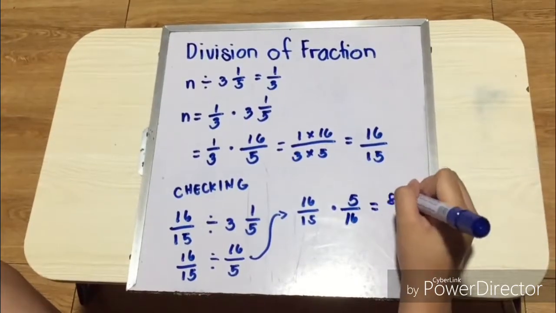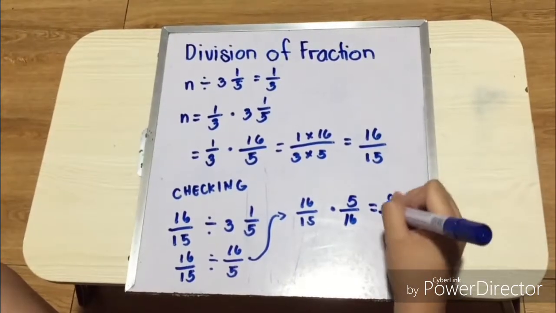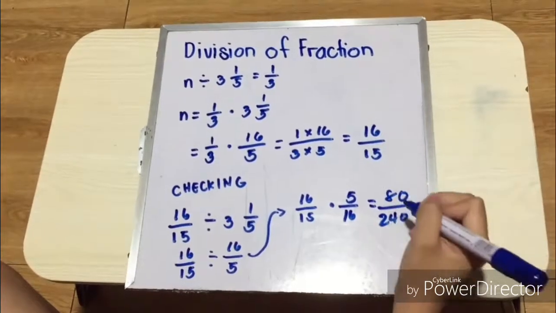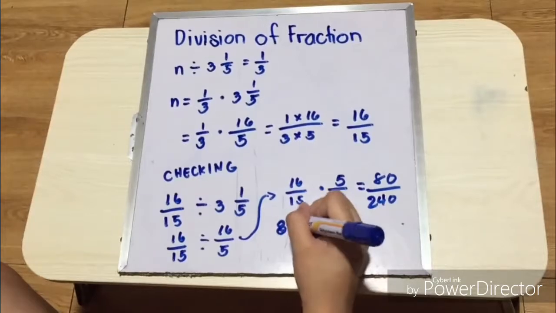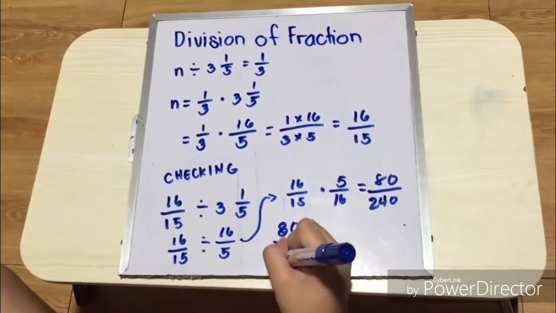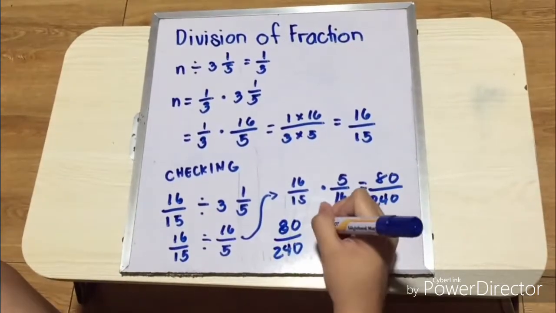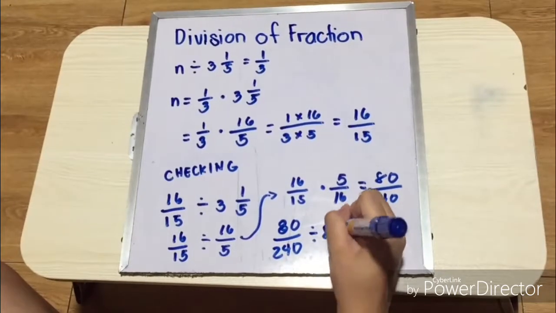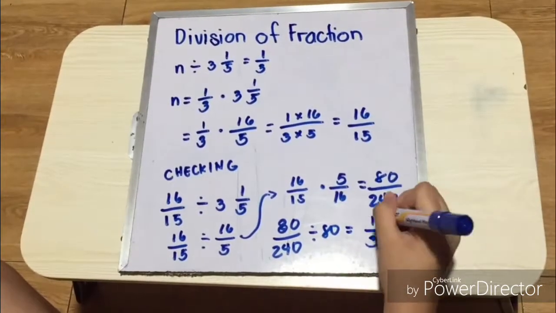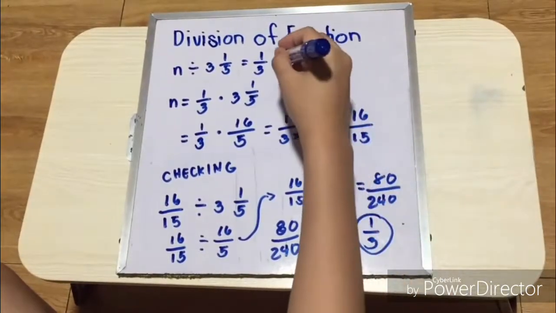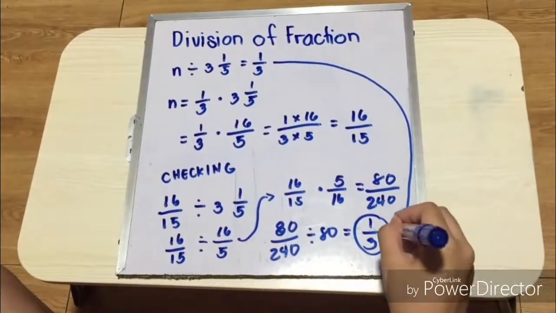Equals 16 times 5 is 80 and 15 times 16 is 240. We can simplify 80 over 240 by dividing by 80. 80 divided by 80 is 1 and 240 divided by 80 is 3. So the answer will be 1 over 3.